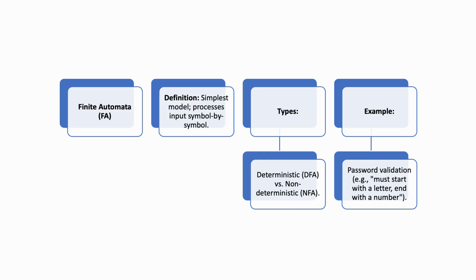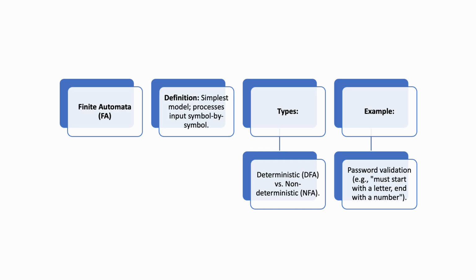Let's break it down with the password example in more depth. Your DFA has three states: start, middle, and end. It begins with the start state where it expects the first character to be a letter. If you type a letter, it transitions to the middle state where it accepts any combination of letters or numbers. However, if the last character is not a number, the DFA won't transition to the end state and the password is rejected. Think of it like a vending machine as mentioned earlier.